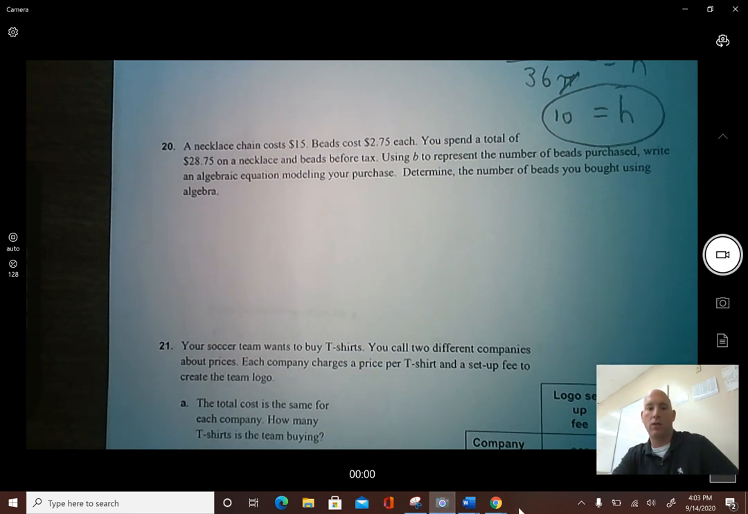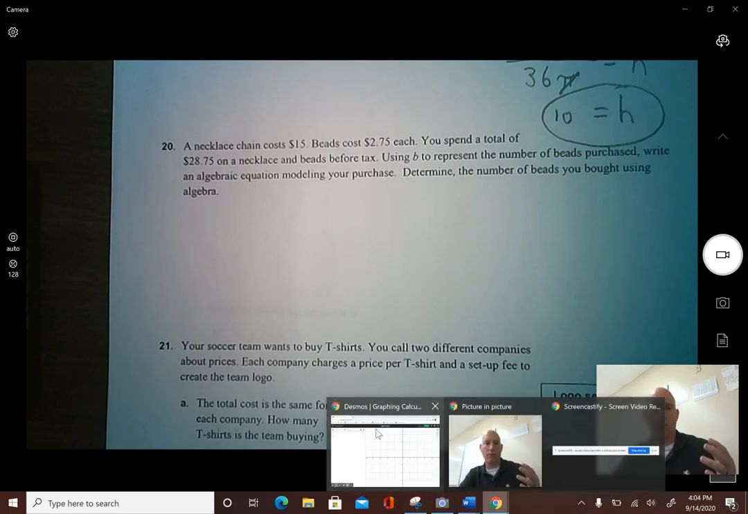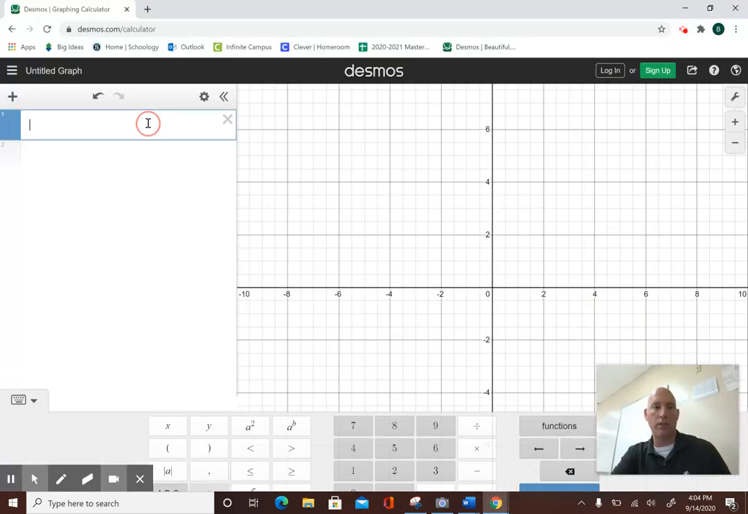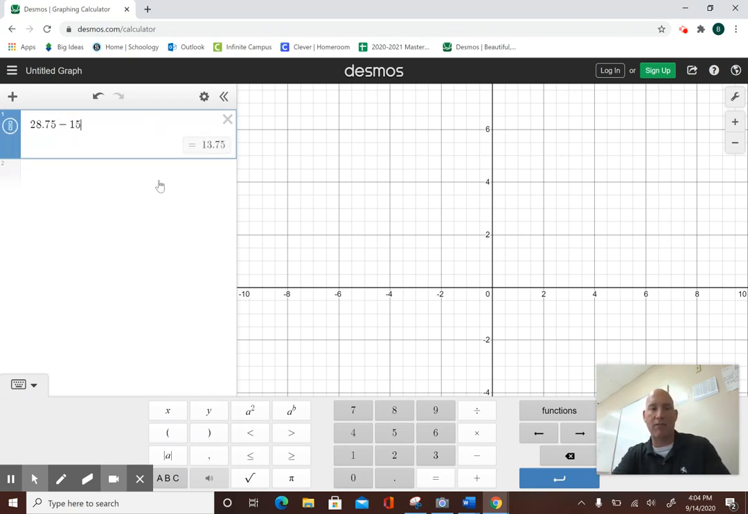the whole thing. So let me go to Desmos because this will help you just get an idea of what we're going to do algebraically. We spent a total of $28.75, right? Well, if I spent 15 on the necklace, if I subtract 15, that means I have $13.75 left, right? So that $13.75 was spent on beads.